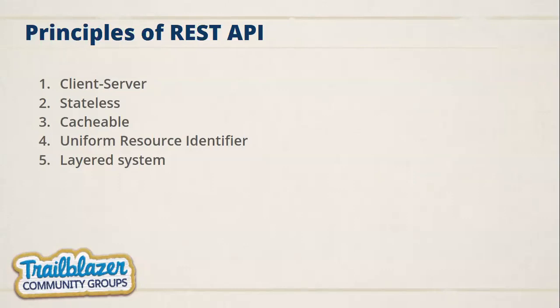Client server. What is client server? Whenever we create a REST API, client and server should be separate applications. They should not be dependent on each other. When the client needs a connection to the server, they need only the endpoint URL and the authentication key. Other than those 2 details, the client should not have any other detail about the server.